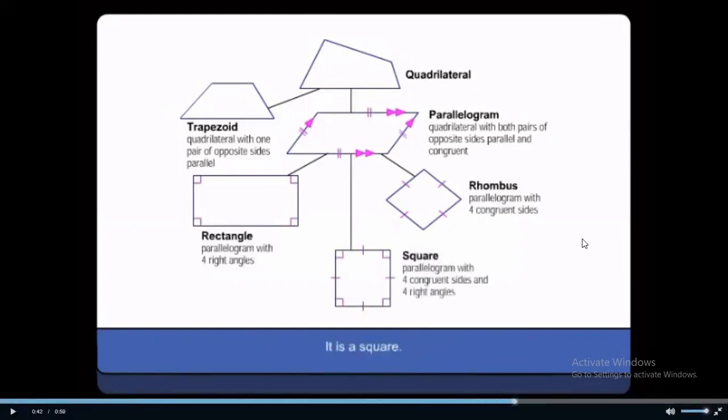Okay, as we see here, any quadrilateral with only one pair of parallel sides would be a trapezoid. If each opposite side has two pairs of parallel sides, it will be what? A parallelogram, as each opposite side is parallel and congruent. A quadrilateral with both pairs of opposite sides parallel and congruent, as we see here. And a parallelogram with four equal or congruent sides is a rhombus. A parallelogram with four right angles will be a rectangle. A parallelogram with right angles and four equal sides will be a square.